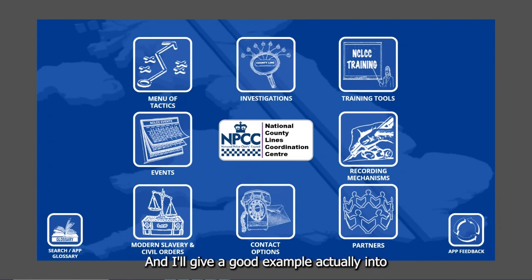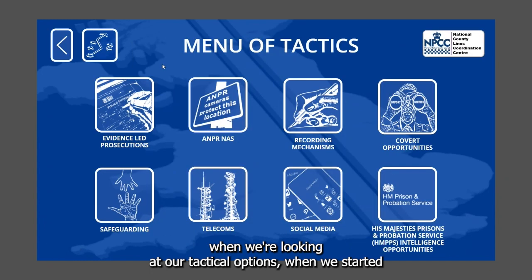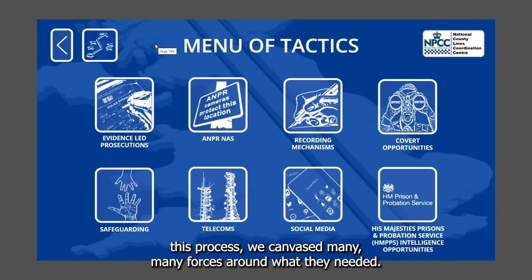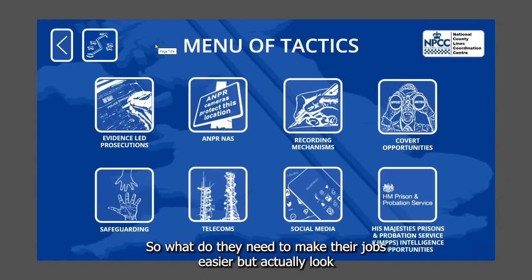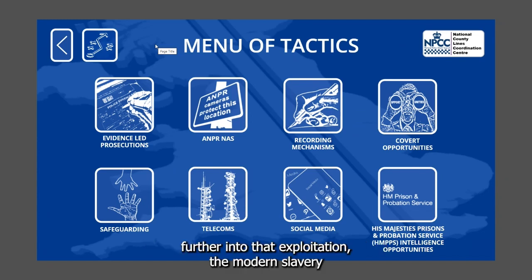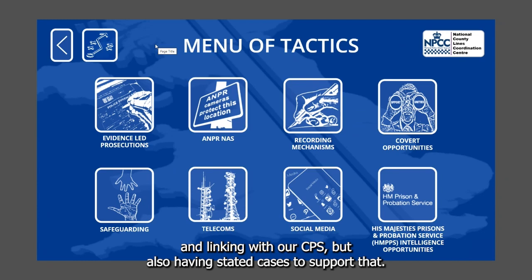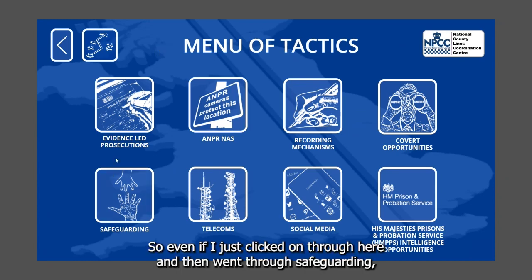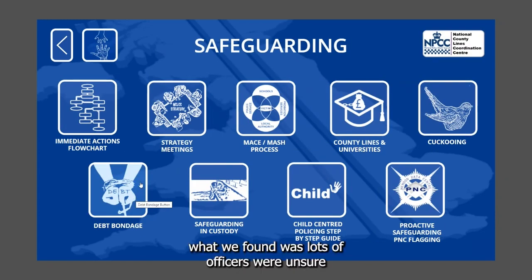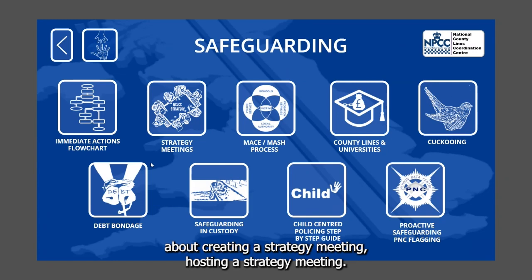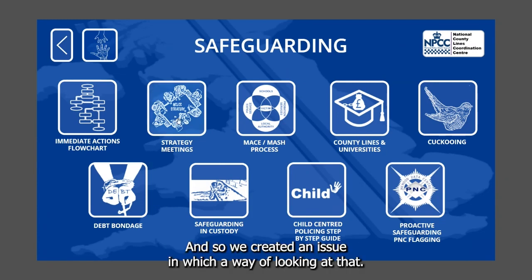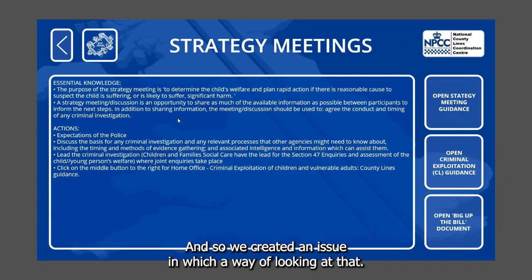And I'll give a good example actually when we're looking at our tactical options. When we started this process, we canvassed many forces around what they needed. So what do they need to make their jobs easier, but actually look further into that exploitation, the modern slavery, and linking in with our CPS, but also having stated cases to support that. So even if I just clicked on through here and then went through safeguarding, what we found was lots of officers were unsure about creating a strategy meeting, hosting a strategy meeting. So we created an innovative way of looking at that.